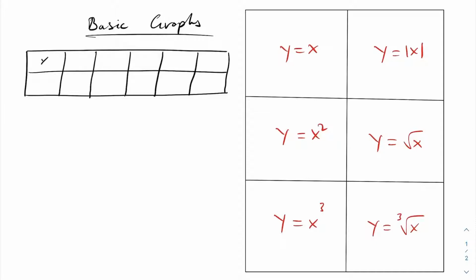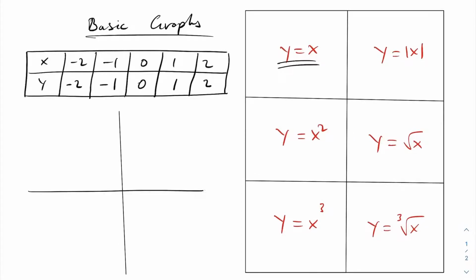So I'm going to have -2, -1, 0, 1, and 2 for my x value. And so starting with the first function, y equals x, I'm going to have for y values -2, -1, 0, 1, and 2. And so with these 5 points, you can go ahead and plug them into your xy plane and you would get your draft.